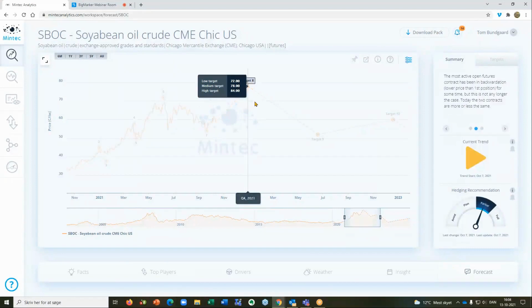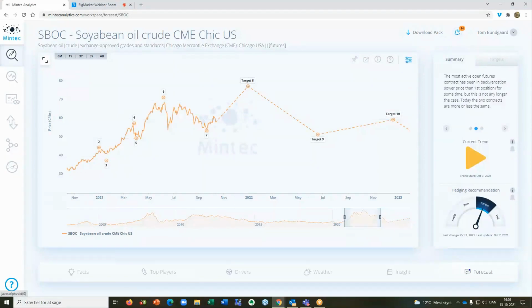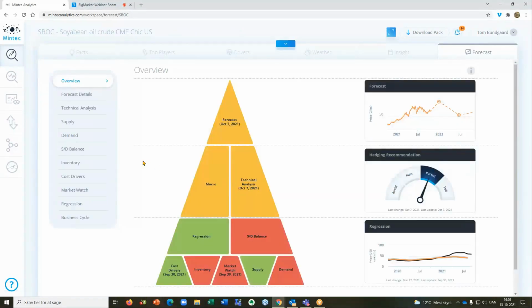So that's the overview. If you click down here in the bottom range, you'll see forecast. This is where the modeling is done. So what we want to get to is a conclusion. That's the pinnacle here. That's the forecasting.